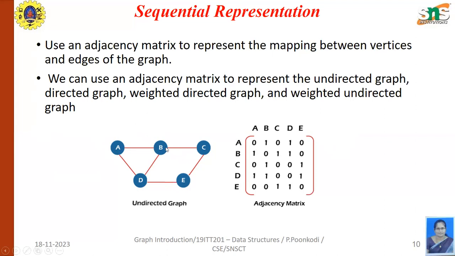Likewise, B is connected with A, C and D. The remaining vertices are not directly connected with B, so they are marked 0. Likewise, C is connected with B and E, so B and E alone are marked as 1, remaining 0. Next, E is connected with C and D, remaining 0. D is connected with A, B, E, and they are represented. This is the kind of representation used in the sequential method.